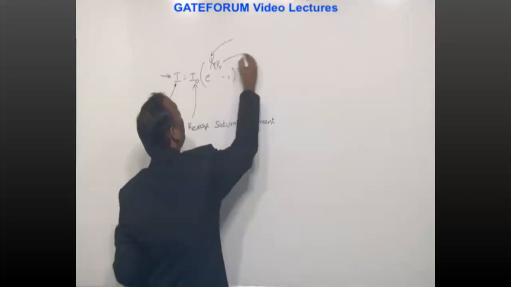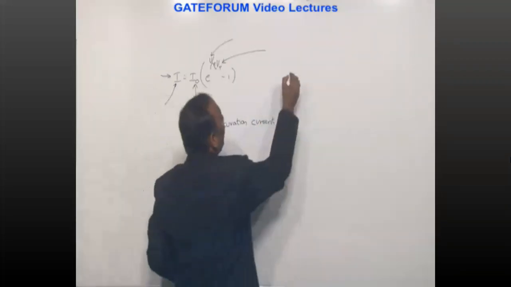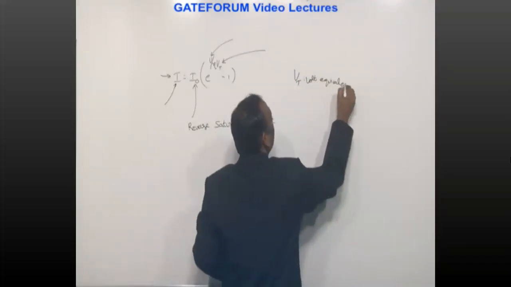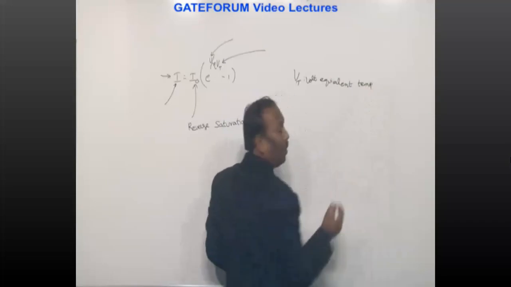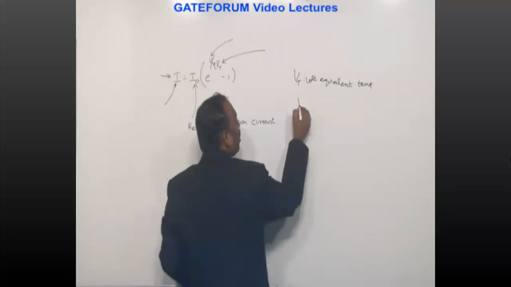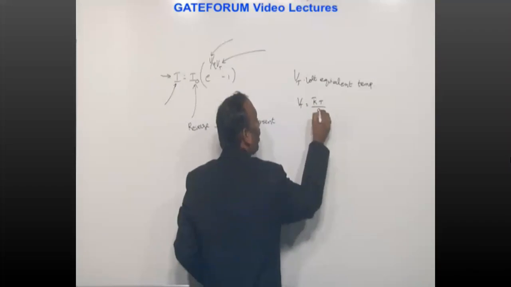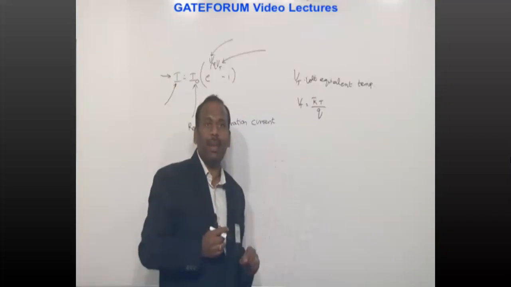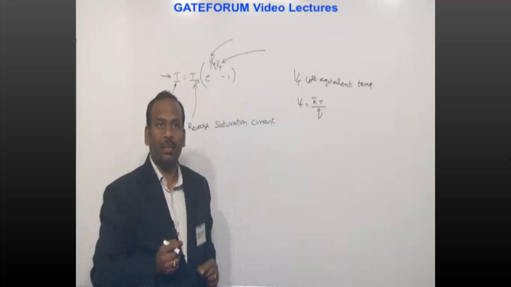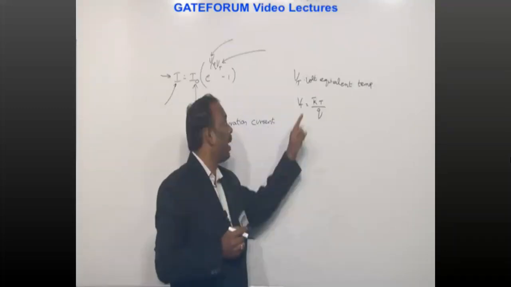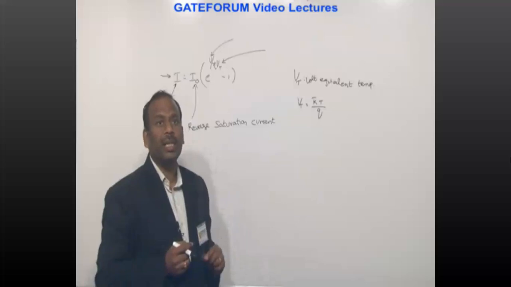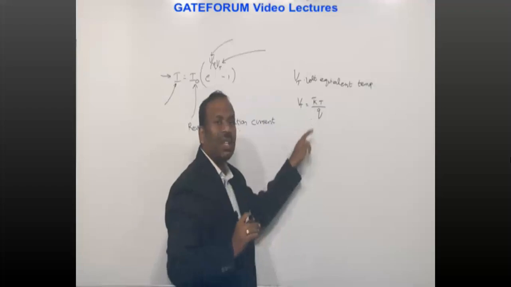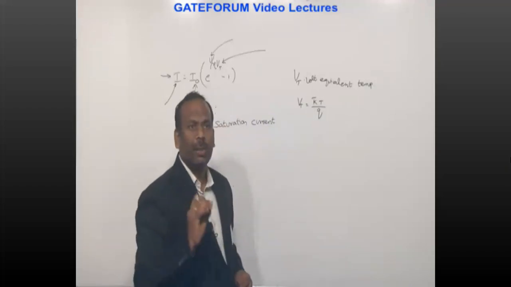Now comes, what is VT? V suffix T is called volt equivalent temperature. It equals K bar T by Q, where K bar is Boltzmann constant, T is temperature, Q is charge of an electron. This is a constant with some numerical value. Charge of electron, we already know, is 1.6 into 10 power minus 19 coulombs.